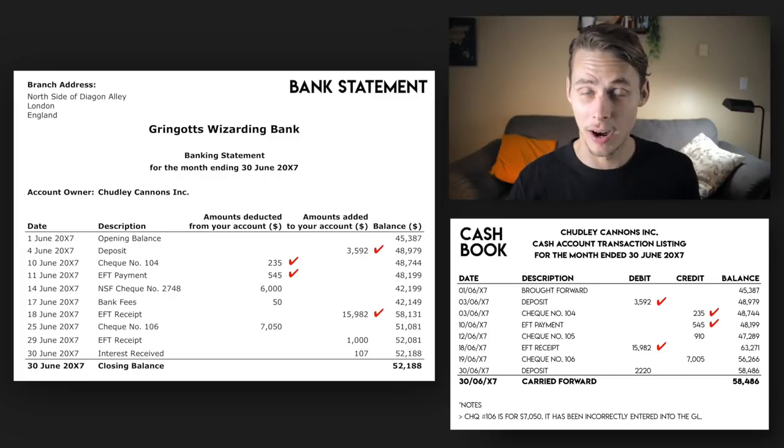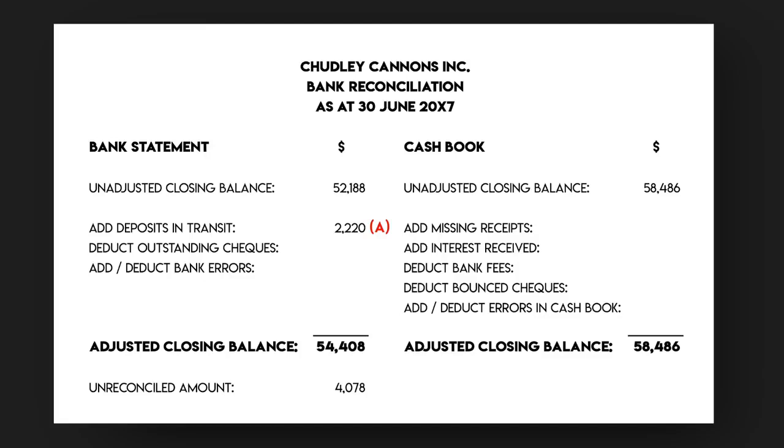So we need to give that one a reference. Let's say A, and add it to the bank statement side of our bank rec. It goes here because that transaction already exists in our cash book, making up part of that unadjusted balance.